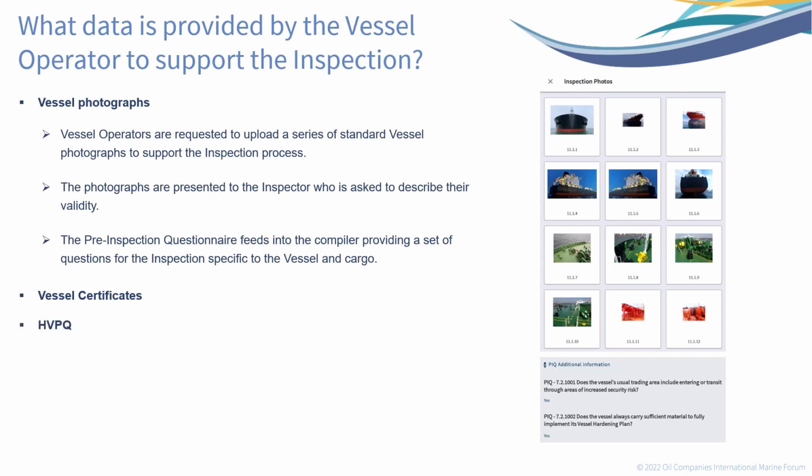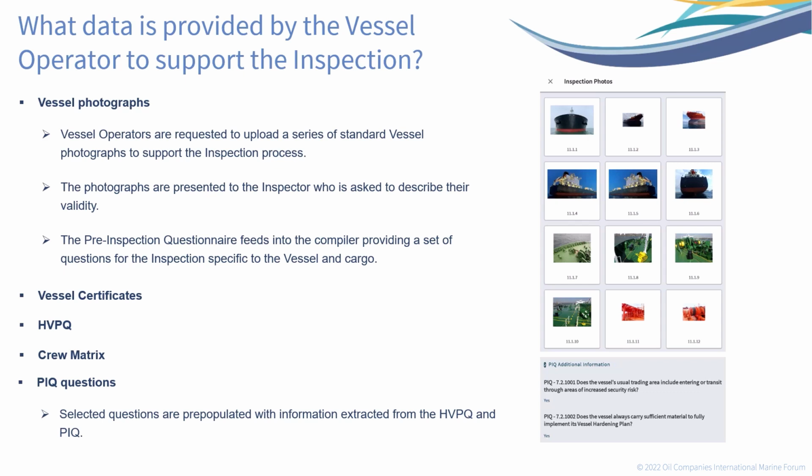HVPQ. A questionnaire for documenting and communicating permanent and infrequently changing information about a vessel, its construction, outfitting, and certification. Information from the HVPQ is used to auto-populate some aspects of the inspection report and to manage the assignment of some questions. The crew matrix. The operator maintains a record of the officers and crew on board. This information is available to the inspector before the inspection.